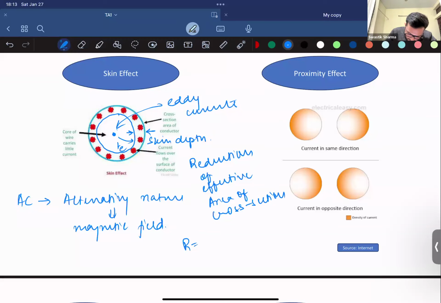So what happens? We know R is rho L by A. So if A decreases, the resistance increases. Now, when the resistance increases, the power losses will increase.